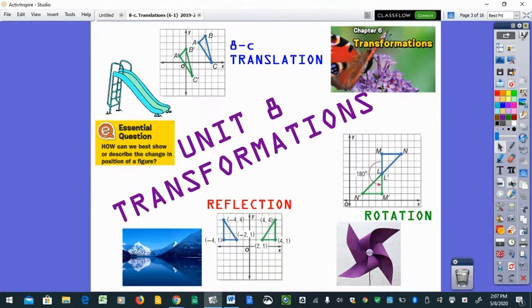So the unit that we're starting is called transformations. And there are basically 4.